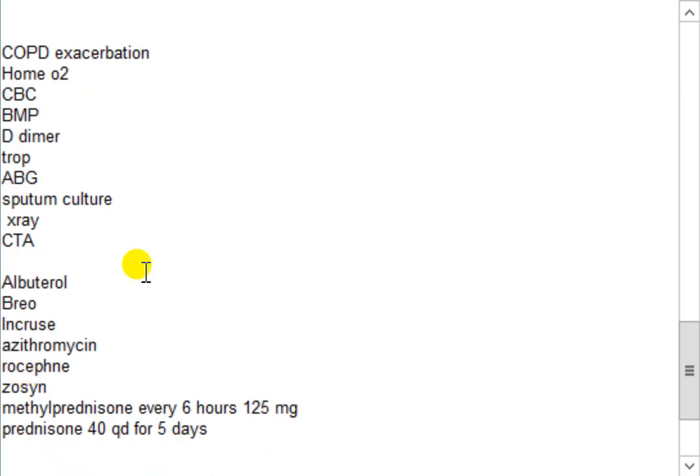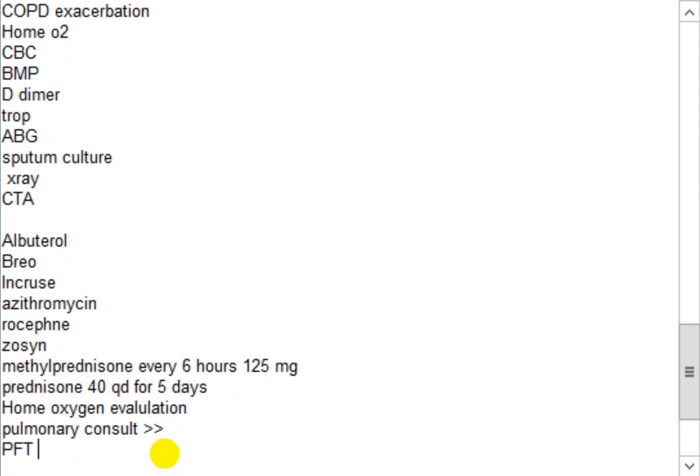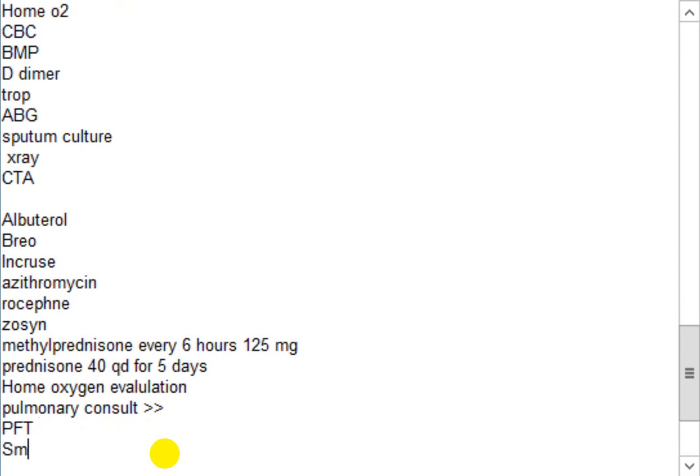And once they get better, if you have a hard time weaning them from oxygen, you can do a home oxygen evaluation. And if they are very sick, you can consider a pulmonary consult as well, especially if they are less than 40 years old and have more than 2 episodes per year, recurrent exacerbations. It's a good idea to have a pulmonologist look after them, and they may need an outpatient pulmonary function test. The pulmonologist is going to do that, and you educate them about smoking cessation.